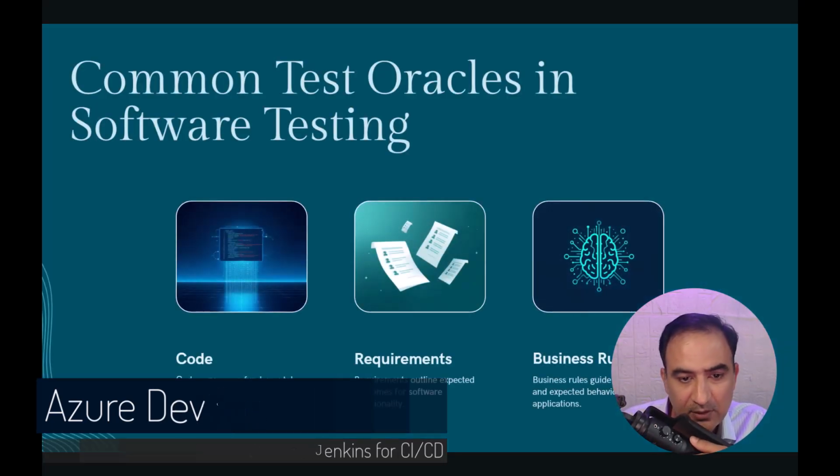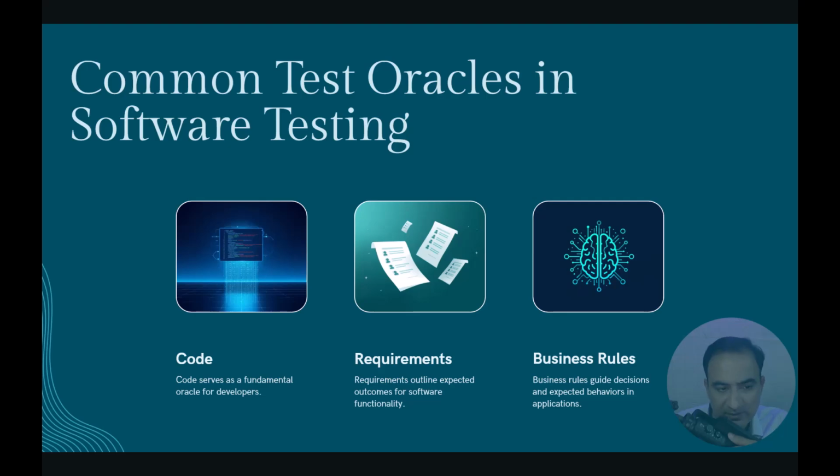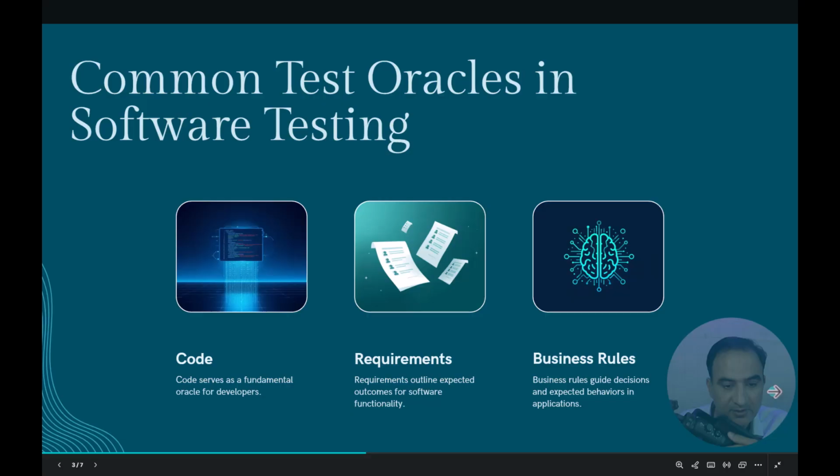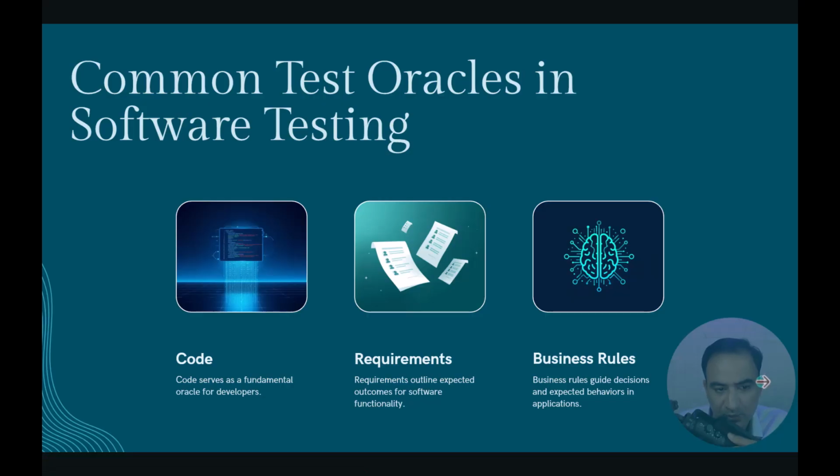Oracles can be code, documents, user expectations, mathematical models, business requirements, or even an expert's judgment. Test oracles help testers spot errors by providing a reference for comparison. But oracles themselves can be incomplete or imprecise. Not all incorrect behaviors may be detected.